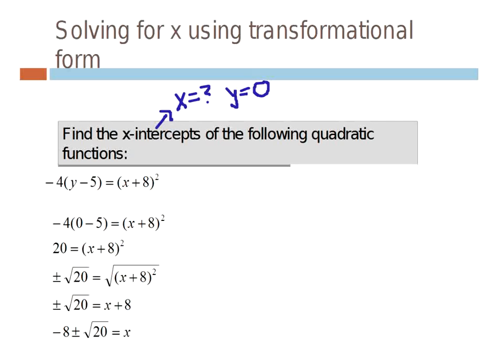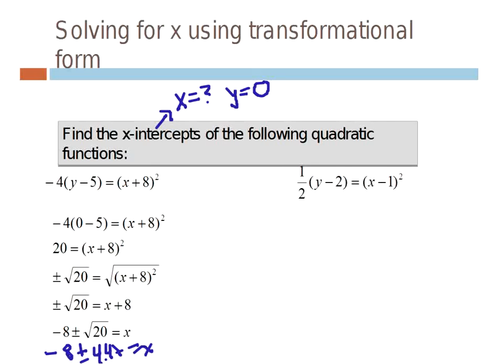You could also obviously have a calculator with you, and so you could do this as -8 plus or minus the square root of 20, which is like 4.7 or something like this. And so you can put that in there, or you can leave it as the root of 20. I'm okay with that too. Yeah, the square root of 20 is 4.47. And so now you can get the two x values.